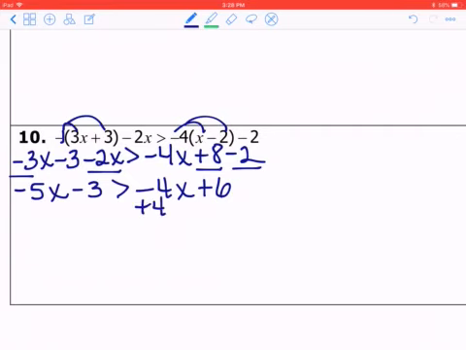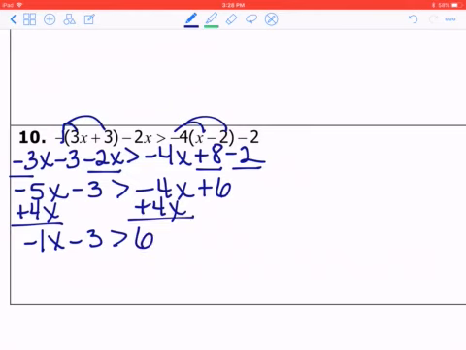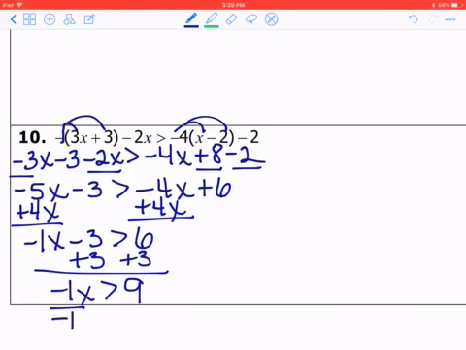Okay, go ahead and add 4x, which gives you negative 1x. Add 3. So we have negative 1x is greater than 9. The last step would be to divide by a negative 1. I just divided by a negative, so you need to turn it all around. And my answer is x is less than negative 9.